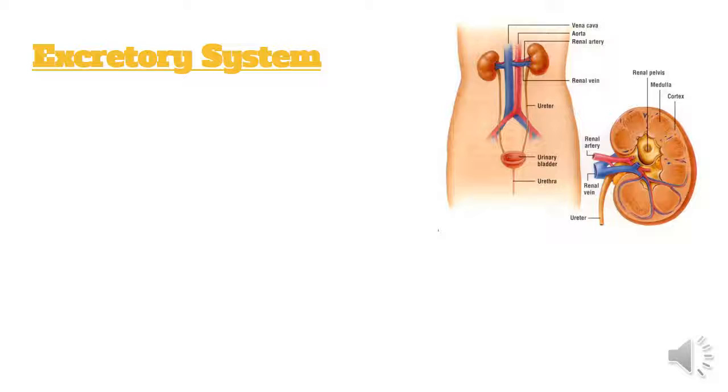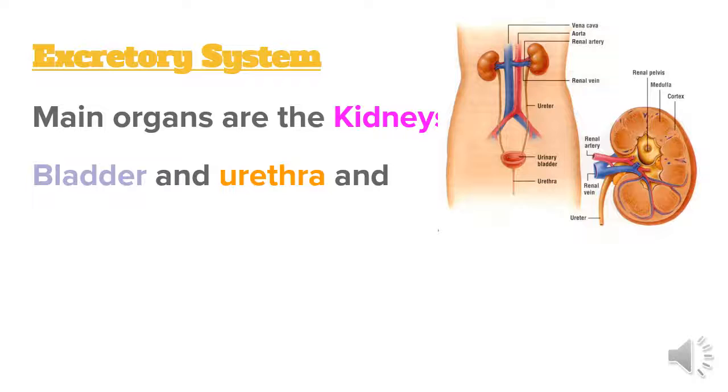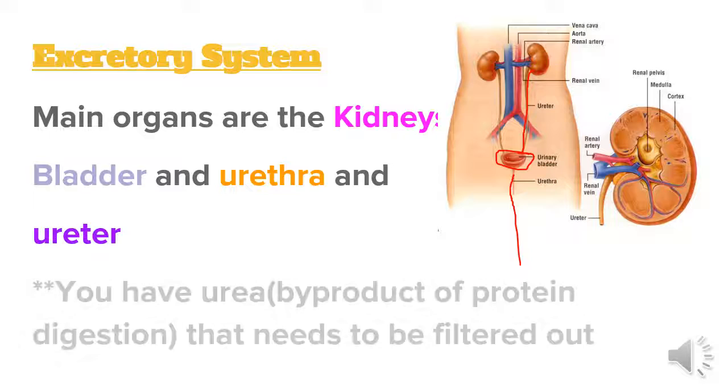So the main organs are the kidneys, the bladder, urethra, and ureter. And then urea is a byproduct of protein digestion that has to be filtered out. That's one of the things I said was part of the excretory system: you can sweat it out or pee it out. Now, the bladder is down here. The urethra is this long tube, and then the ureter transports things from the kidneys down to the urinary bladder.